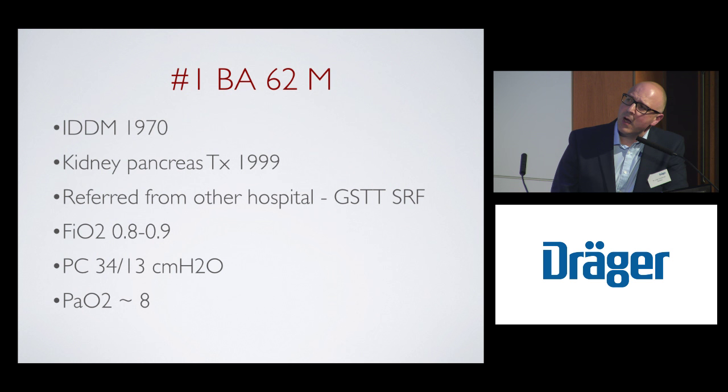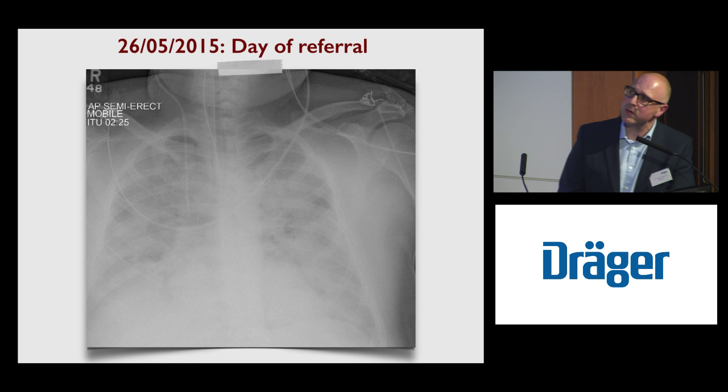I'm going to present another case. I think most of my colleagues here will recognize him. He's a 62-year-old gentleman who had a kidney pancreas transplant, referred from another hospital, with very high oxygen and pressures. The story will be very similar in terms of oxygenation and pressures, and a PO2 of 8. So you would agree that he's a sort of severe ARDS. That looks like this chest x-ray, so bilateral infiltrates. This was on the 26th of May, the day of referral.